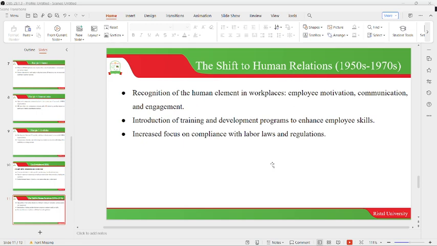Then the last one under human relations is that there was increased focus on compliance with labor laws and regulations. So the organizations, the employers, are now compliant. They can comply with some of the labor laws. If it's about the wage law, the salary law, the equipment, etc., they started complying. So that is from 1950s to 1970s under human relations.